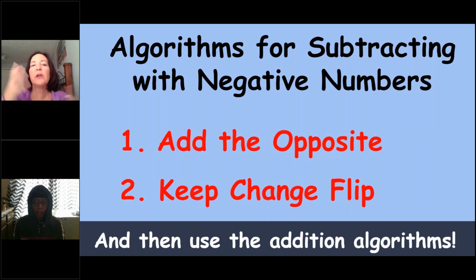Now, the other algorithm we had, this one's a little simpler, and you did fantastic with this one. When we're subtracting, don't try to subtract. Always rewrite it to be an addition problem. And you can either think in your head, add the opposite to help you rewrite it, or you can think in your head, keep, change, flip, whichever one makes more sense to you. And then once you've done that, you have an addition problem, and you use that same addition algorithm that you just wrote down. So if you think it would help you, you could write down for subtraction, add the opposite or keep, change, flip. Or if you already have that one memorized, you might not need to write that one down.